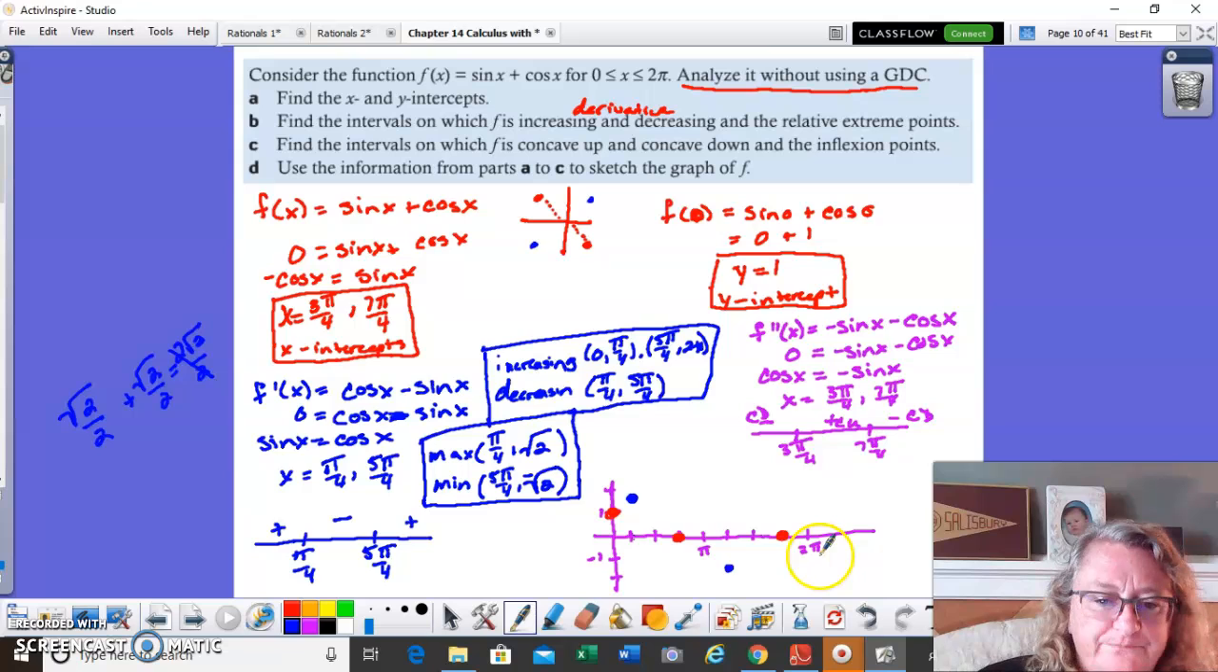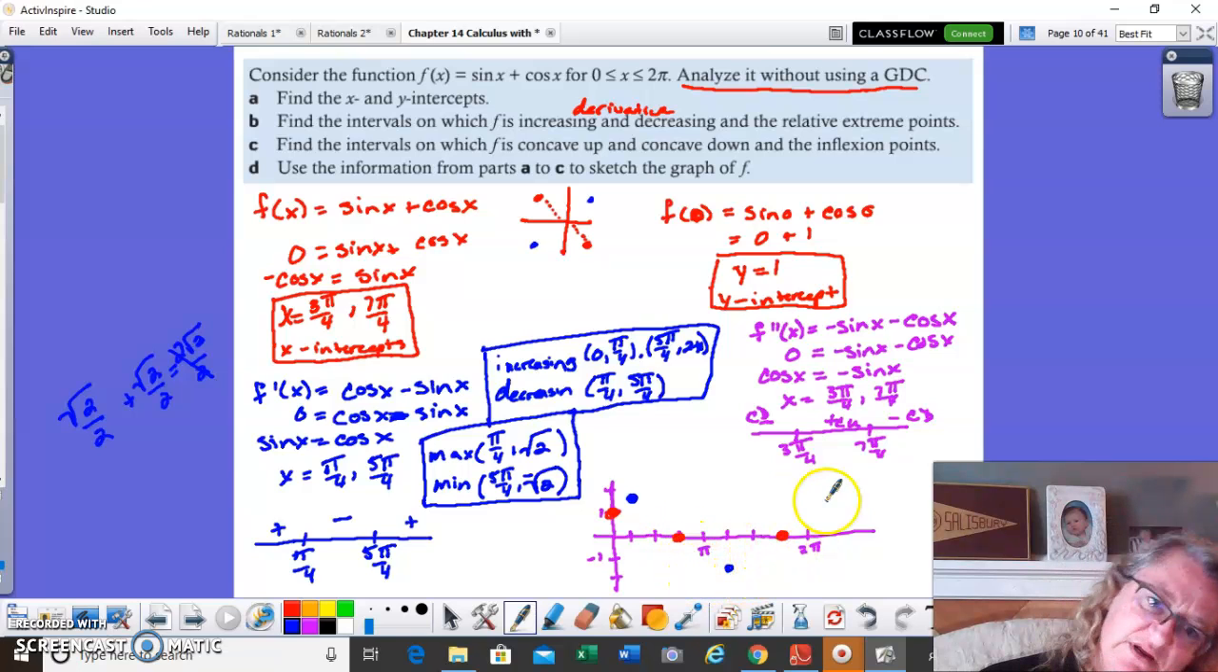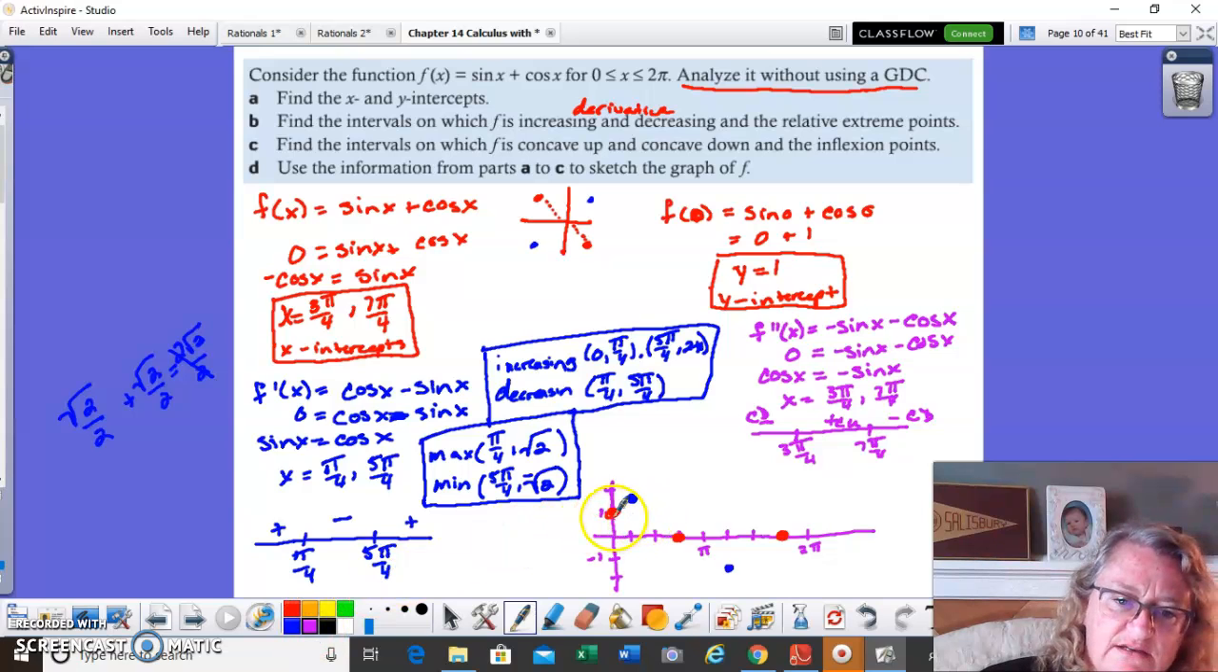Okay. And then we can see we're matching this concave up and concave down business. So it says concave down. That is concave down before that. That is concave up in between. And it will be concave down this way. So we're going to use that to draw our graph. Like so.